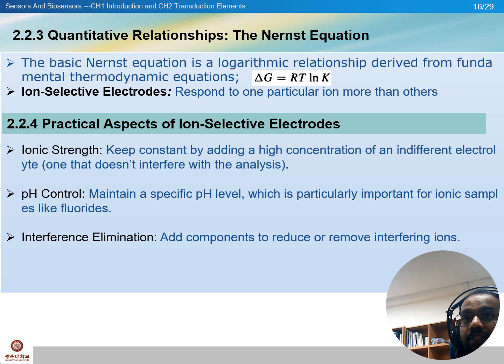Ionic strength: keep it constant by adding a high concentration of an indifferent electrolyte, one that does not interfere with the analysis. Now pH control: maintain a specific pH level, which is practically important for an ion sample like fluoride. Interference elimination: add a component to reduce or remove the interfering ion.